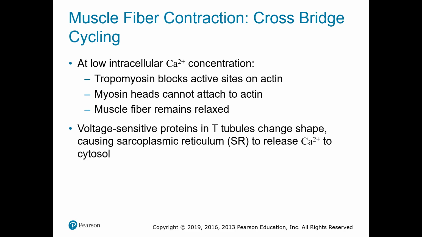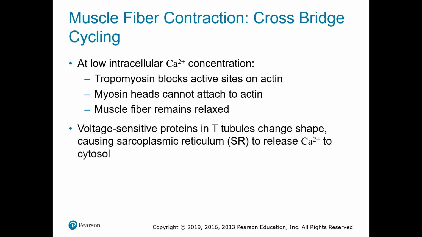Now, the whole idea to get a contraction is to allow the myosin heads to grab the actin and pull the actin on either side of the A band towards the middle of the sarcomere. The actins are attached to the Z lines, so we're pulling on the Z lines, and that causes the sarcomere to shorten. And this is going to happen in every sarcomere, in every myofibril throughout the muscle cell.